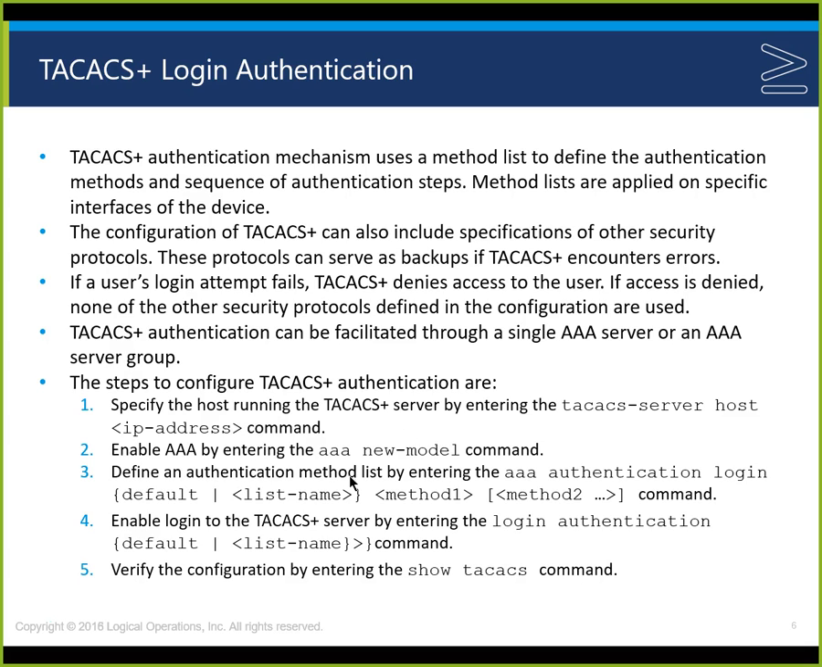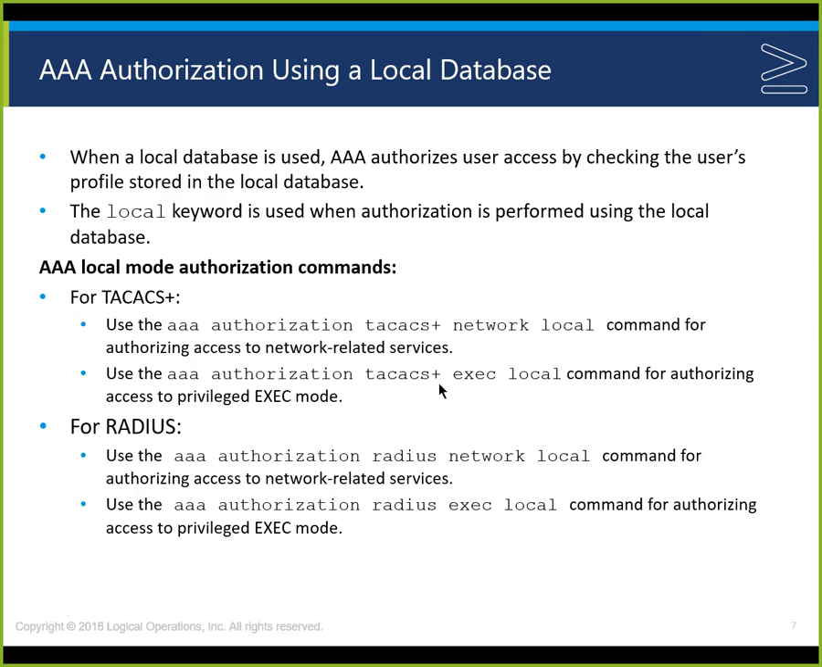So specify the host running the TACACS server, we did that, or let's say the AAA server. Enable AAA by entering AAA new model. Define the authentication methods list, AAA authentication login default list name. If we had called it something else, we could have named it here. Actually, we could have named it earlier, and then AAA login authentication default list name command. We can have multiples of those available. Local database, local keyword is used.